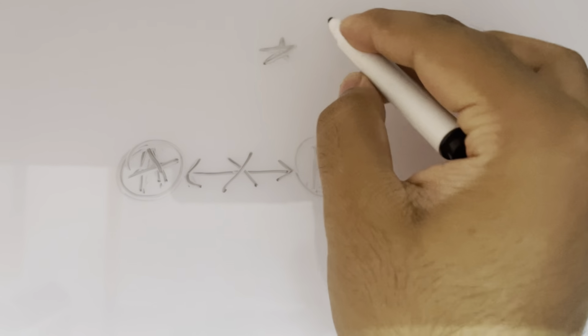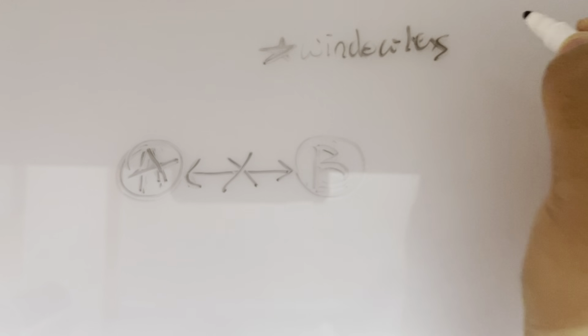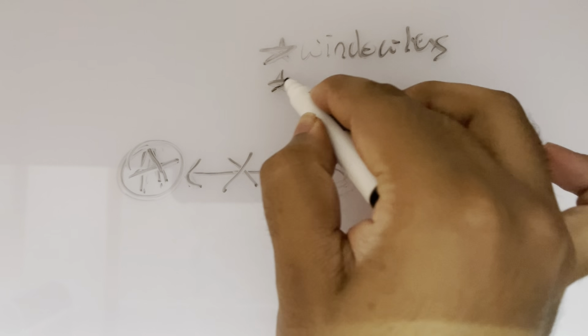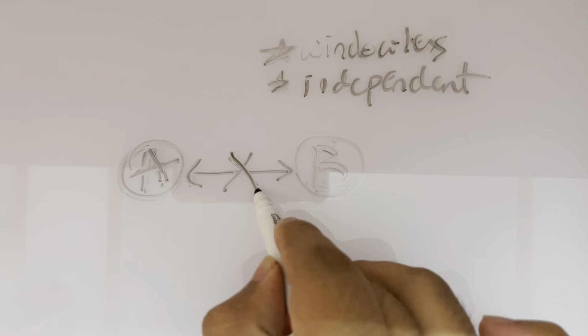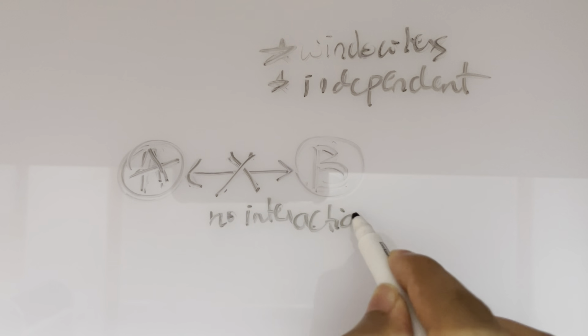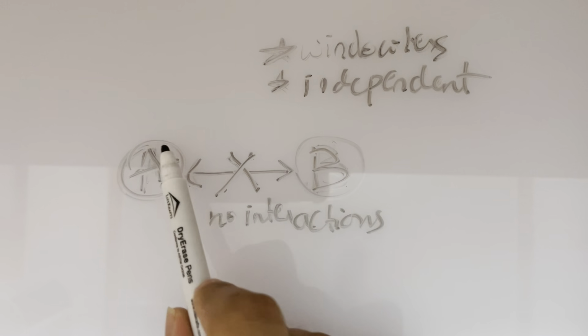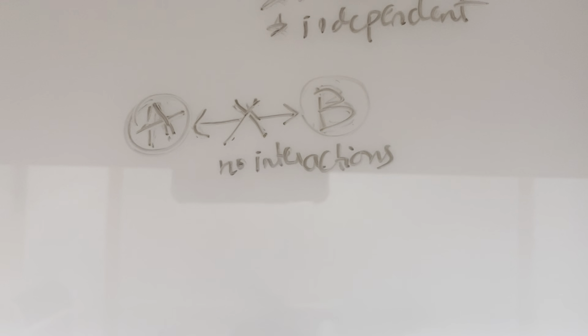So Leibniz accepts that monads are windowless and independent. Therefore, there is no interaction between monads that can be perceived or that exists according to Leibniz. So two monads, A and B, no interaction between them. Then how do we explain the relation? So this is Leibniz's explanation.